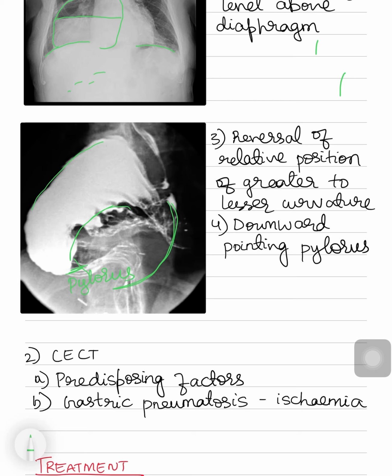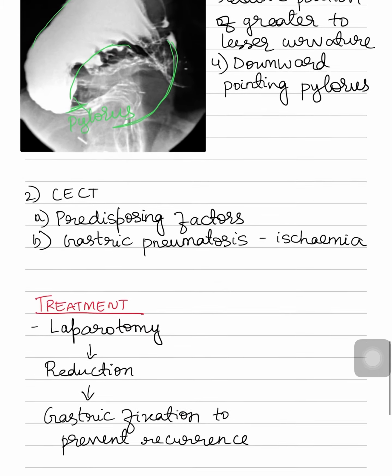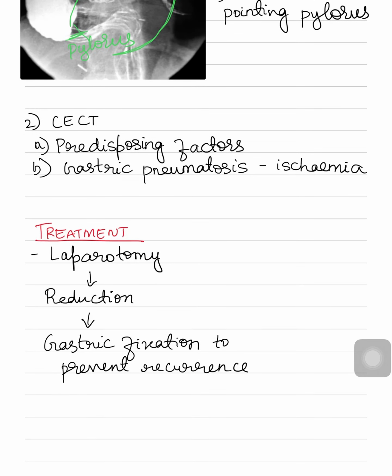The next modality is CECT. CECT will give you the exact picture of the cause of the gastric volvulus, such as predisposing factors, like an absent spleen or wandering spleen or paraesophageal hernias or lack of attachments. Those things can be made out in the CECT. And gastric pneumatosis, that is air pockets in the gastric wall, can suggest ischemia and the need for emergency surgery.